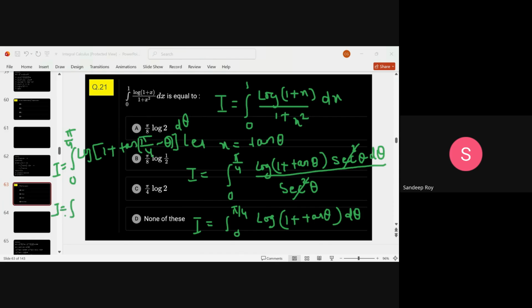That is the integral from 0 to pi by 4 as usual, right? And after applying this formula, it will be log of 1 plus, if you apply the tan a minus b formula, 1 minus tan theta upon 1 plus tan theta, whole d theta, right? So then you take the LCM. After LCM, simplify. Now I think you can do it. Take the LCM over here. Then you can proceed further. Shall I continue further, or you can do it by yourself?